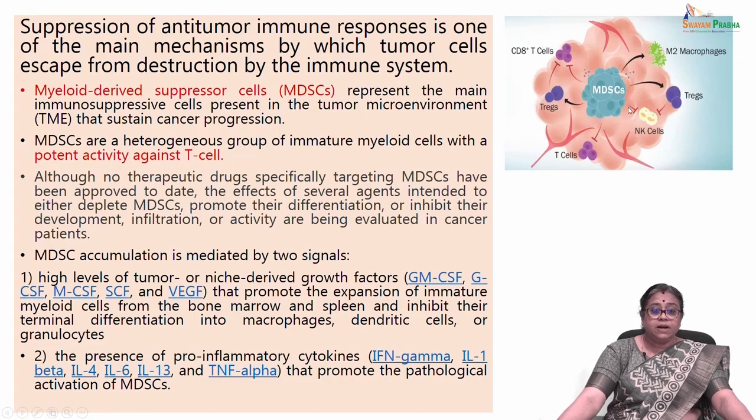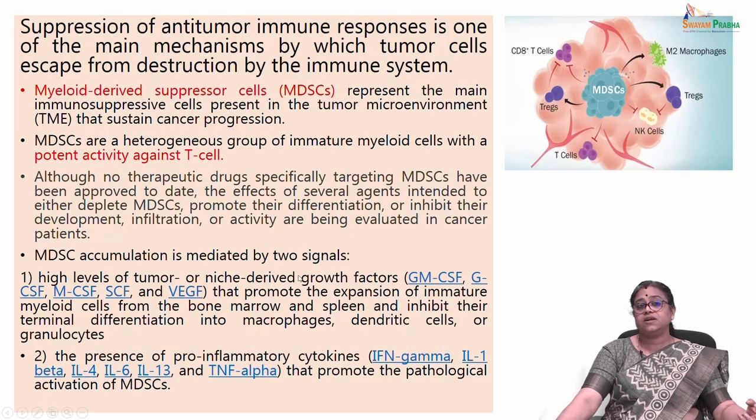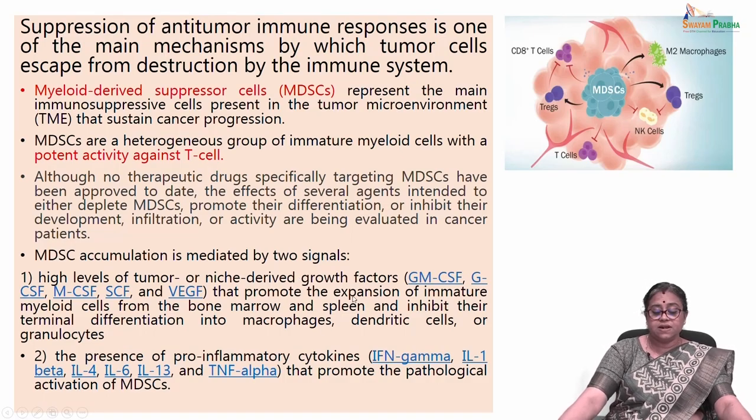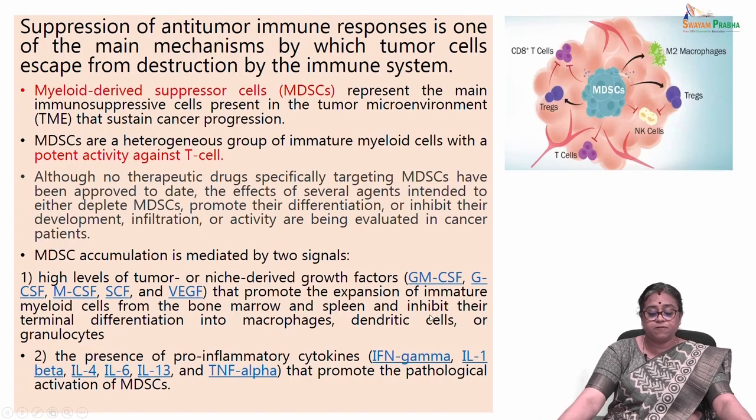The MDSC accumulation is mediated basically by two signals. Number one, there can be high levels of tumor-derived growth factors. So, you can have GM-CSF or M-CSF, VEGF, all these growth factors which are released from the tumor themselves can promote expansion of these immature cells from the bone marrow and spleen, and they can inhibit their terminal differentiation into macrophages, dendritic cells or granulocytes. So, therefore, there is an inhibition in their terminal differentiation.